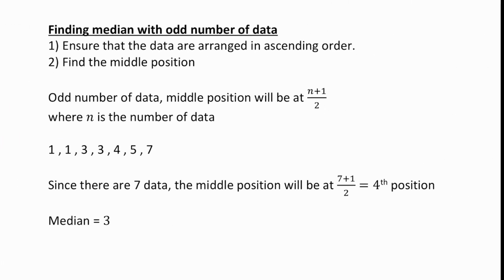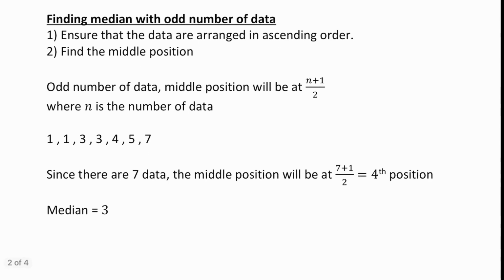Now, median is the more tricky one, because there are two types: odd number of data and even number of data. So let's look at how to find the median with an odd number of data points. Number 1, ensure that the data points are arranged in ascending order. Next, we're going to find the middle position. If you have an odd number of data points, the middle position will be (n plus 1) divided by 2, where n is the number of data points.